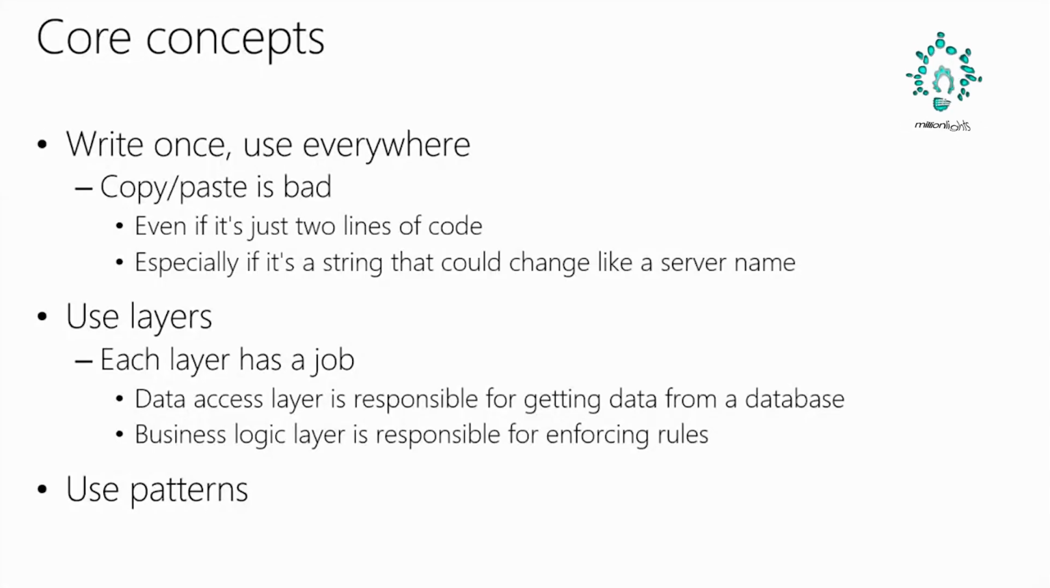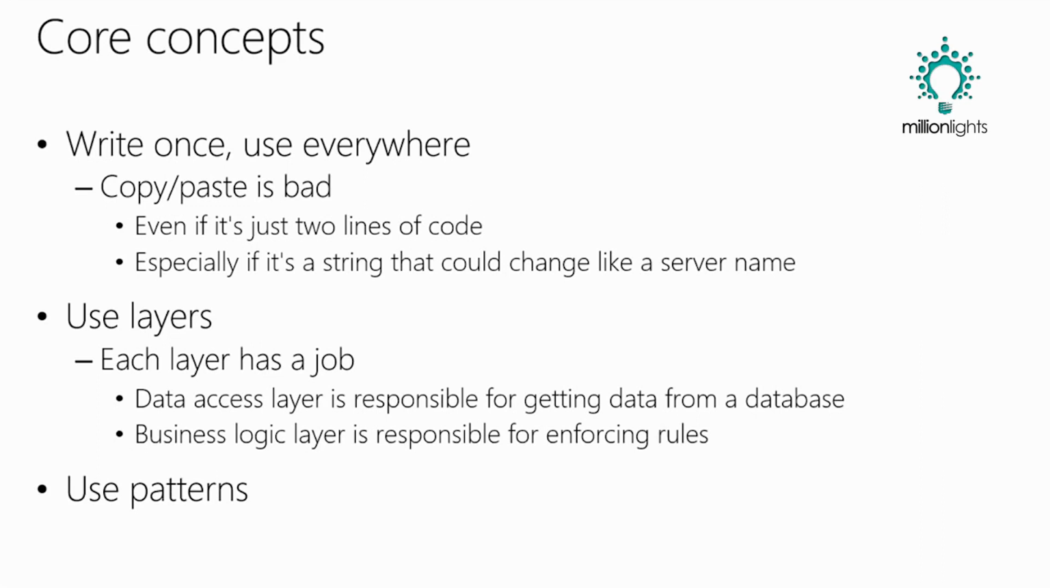So with those couple of things in mind, let's focus in on some core concepts here. So number one, write once, use everywhere. Copy paste is bad. And this is true even if it's just 2 lines of code. I've simplified so many applications that I've created just by creating a helper method. And it might be 2 little lines of code, but by balling that up and creating a function out of that, or creating a method out of that, I've now simplified my code because now it's just 1 little line. And especially when it comes to something like connecting to a database.